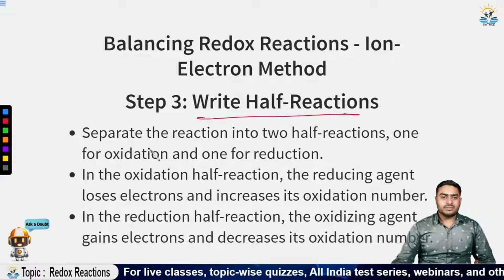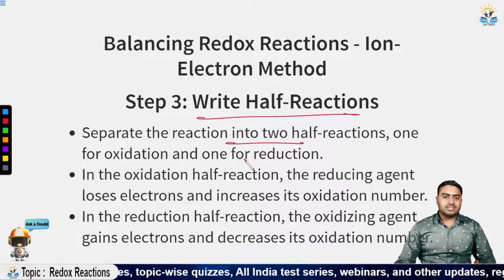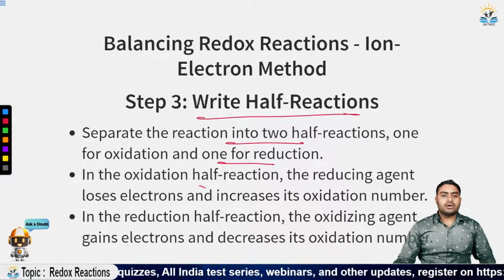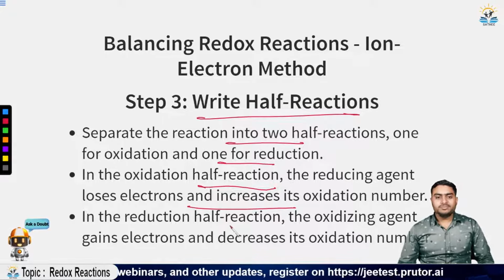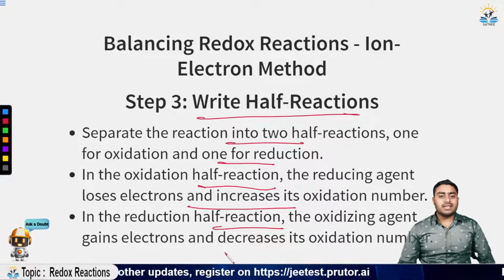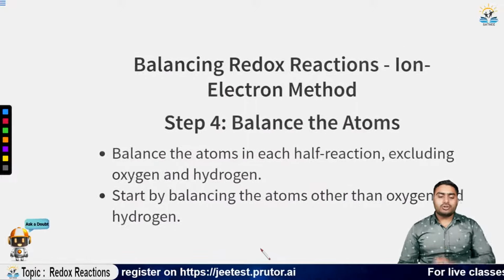Then write half reactions. Separate the reaction into 2 half reactions, one for oxidation and one for reduction. In the oxidation half reaction, the reducing agent loses electrons, increasing its oxidation number. In the reduction half reaction, the oxidizing agent gains electrons, decreasing its oxidation number.